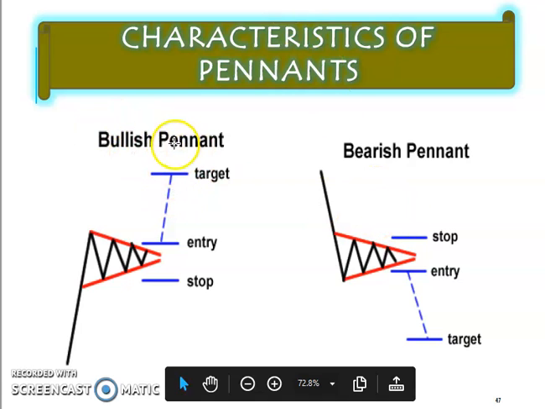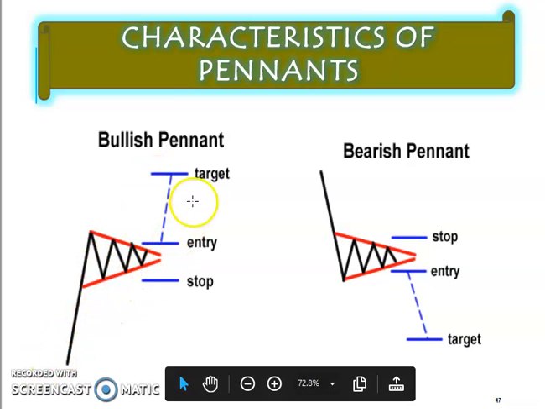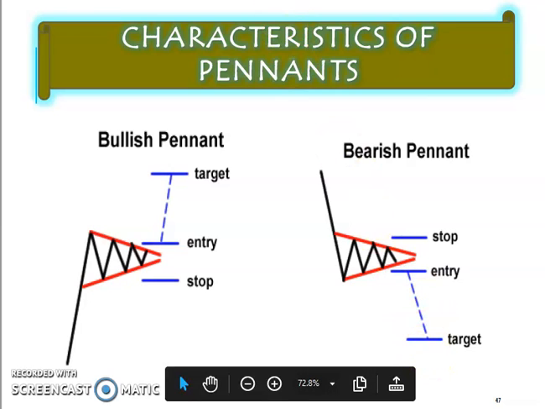So this is a bullish pennant that I mentioned just now, and then we also have a bearish pennant. A bearish pennant is normally the other way around of a bullish pennant. A bullish pennant happens in an uptrend, while a bearish pennant will happen in a downtrend.